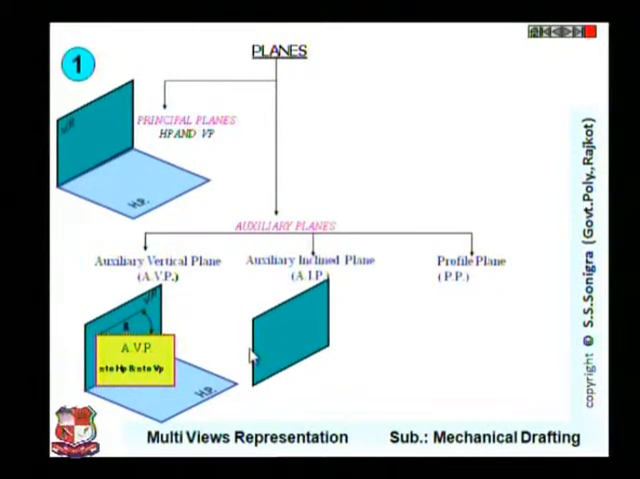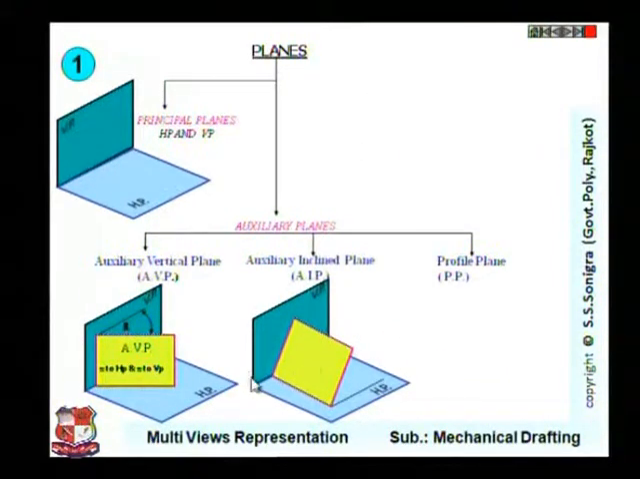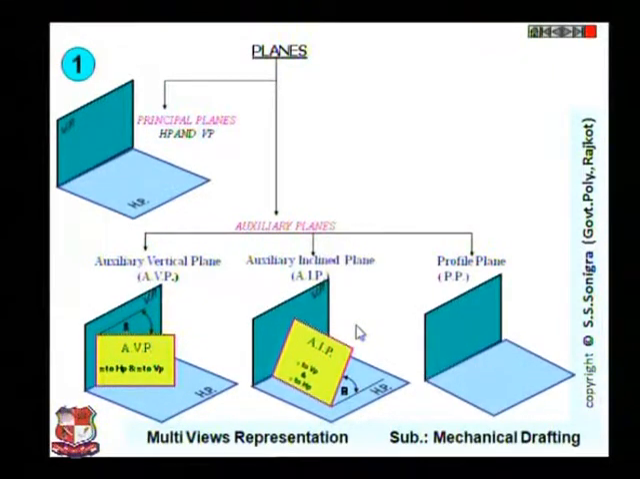Then AIP, auxiliary inclined plane. It means the plane which makes some angle with the horizontal plane and is perpendicular to the vertical plane, as shown over here. This kind of plane is called auxiliary inclined plane or AIP, and this is the angle made by AIP with the horizontal plane. And profile plane means the plane which makes an angle of 90 degrees with both HP and VP, like this. This plane is called profile plane. So this is the main difference between AVP, AIP and PP.